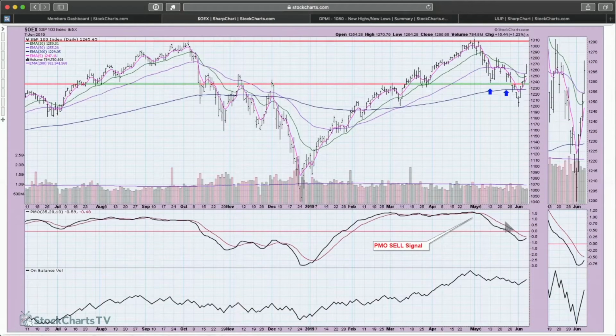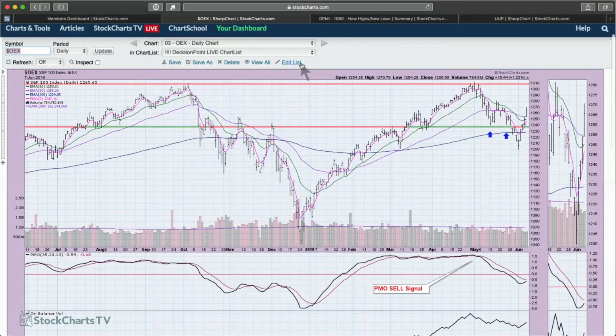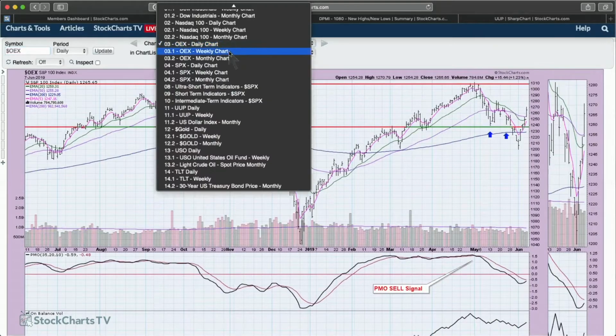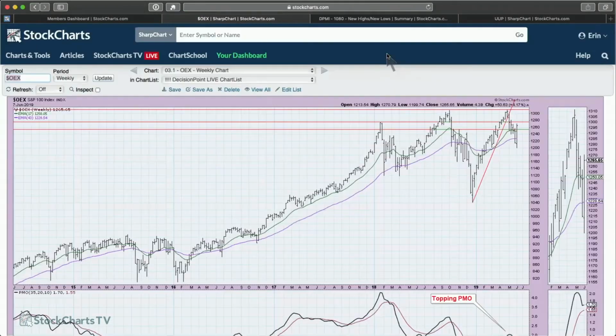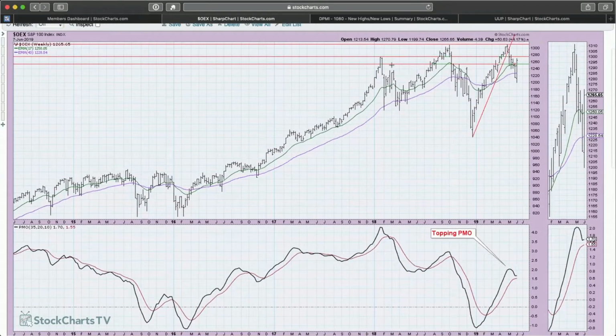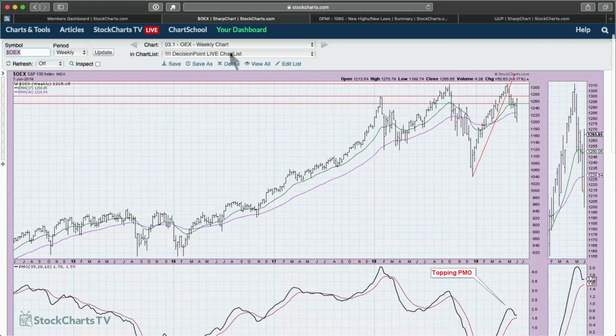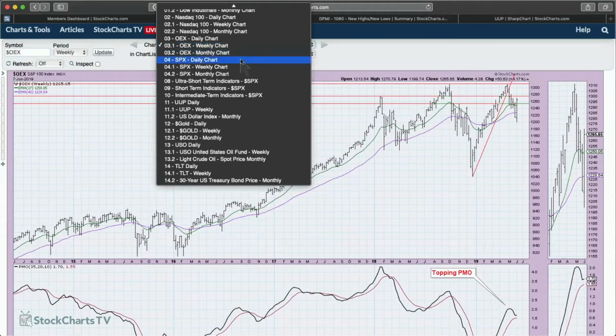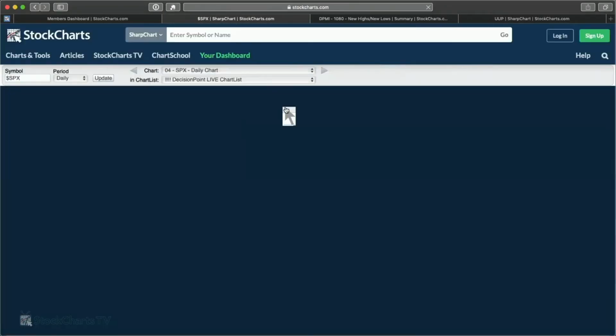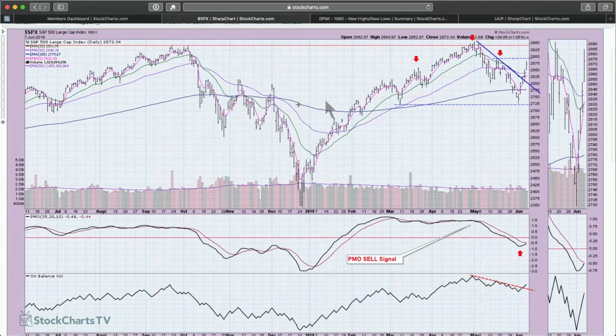Daily chart for the OEX, same thing, hooking upward, not having the buy signal yet, getting ready to challenge the highs that we saw back in mid-May. Weekly as well, nothing too new here. Again, you're seeing the hook, those ticks to the upside, and we got that on the OEX as well. But let's look at the S&P, and then we'll look at those indicators based on it.